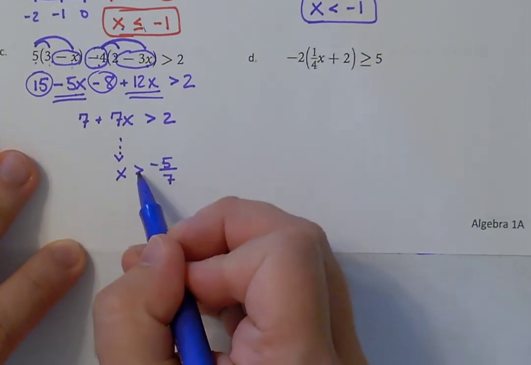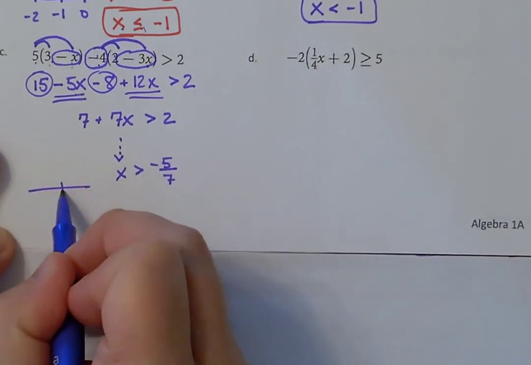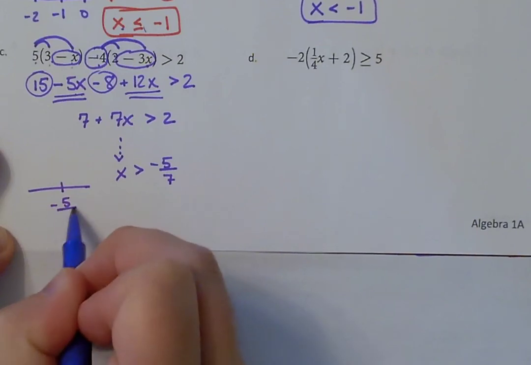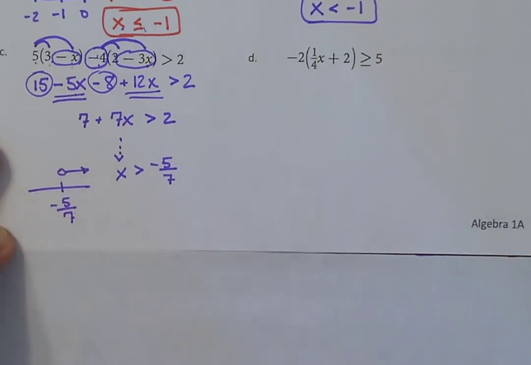And because this is a more than sign, if I had my graph, -5/7 is an open dot that goes to the right.